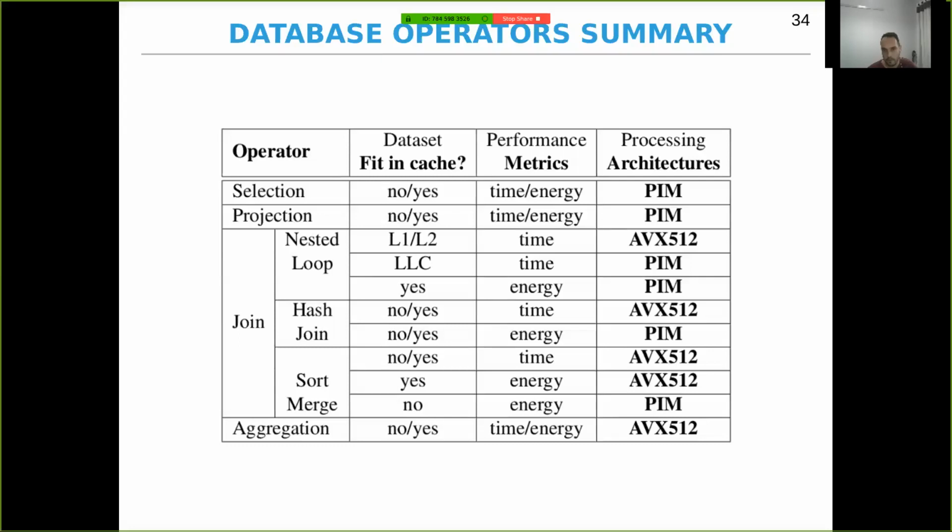Some decisions are straightforward, for example, the selection and the projection operators, because no matter if the data set fits into the caches or we are looking to improve time or energy, the decision is always better to run these operators inside the processing memory. On the other hand, if you look at the join operator, the decision to execute the joins is not trivial, because it depends on the operator behavior, the data set, and the target performance metric.